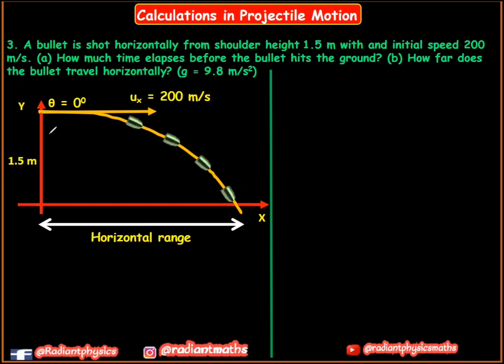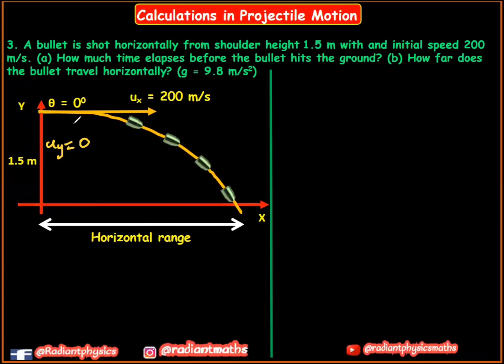Since the bullet was shot horizontally, it is not an inclined projectile motion, but horizontal projectile motion. In this case, the angle of inclination theta is going to be 0 because it is not inclined, it is just horizontal. The initial velocity along the y component is going to be 0, but the initial velocity along the x component is going to be 200, which is given to us.